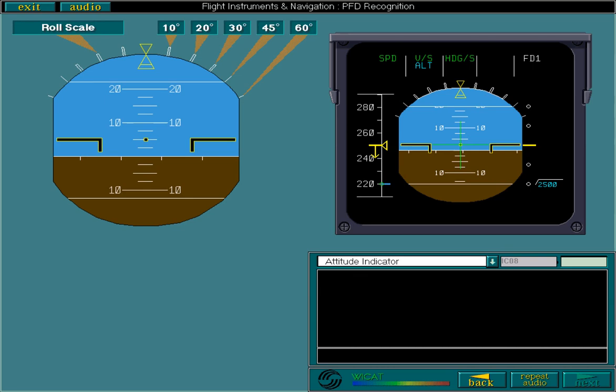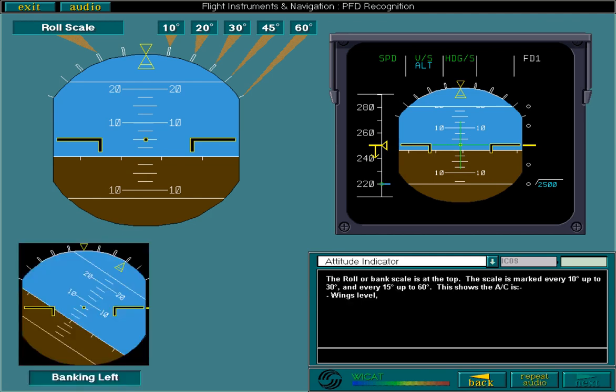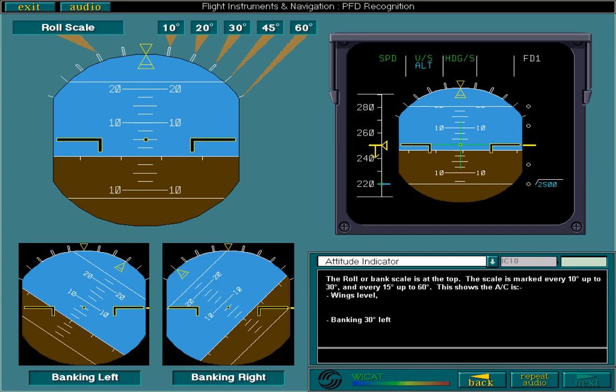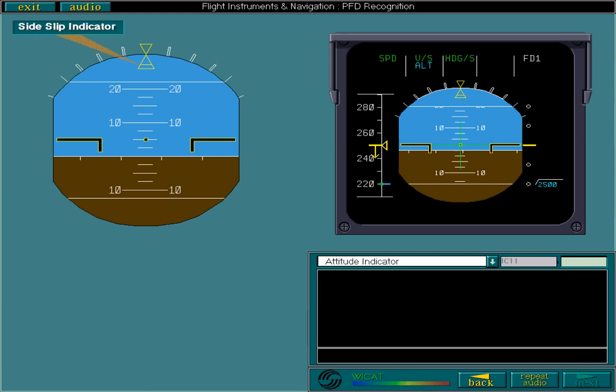The roll or bank scale is at the top. The scale is marked every 10 degrees up to 30 degrees and every 15 degrees up to 60 degrees. This shows the aircraft is wings level, banking 30 degrees left, banking 45 degrees right. The side slip indicator is in the centre of the roll scale. It is aligned with the roll indicator when the aircraft is in straight and level flight. Use the side slip indicator on the PFD in the same way as you use the ball on conventional instruments.